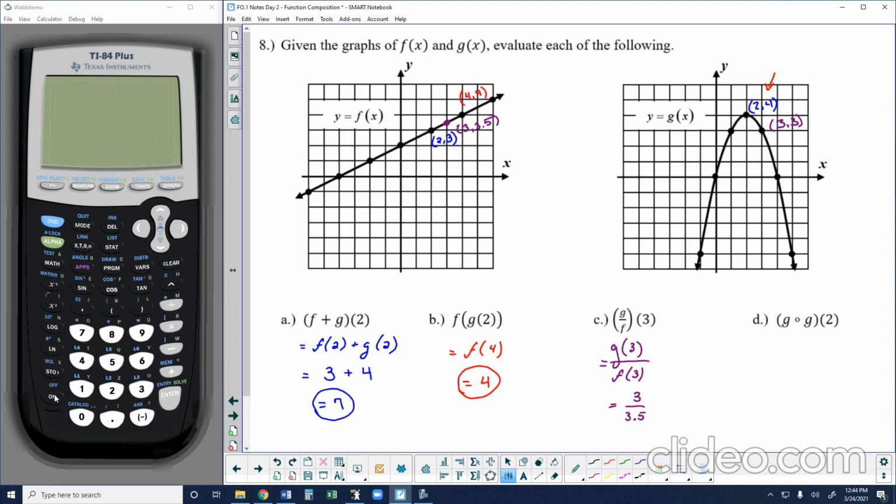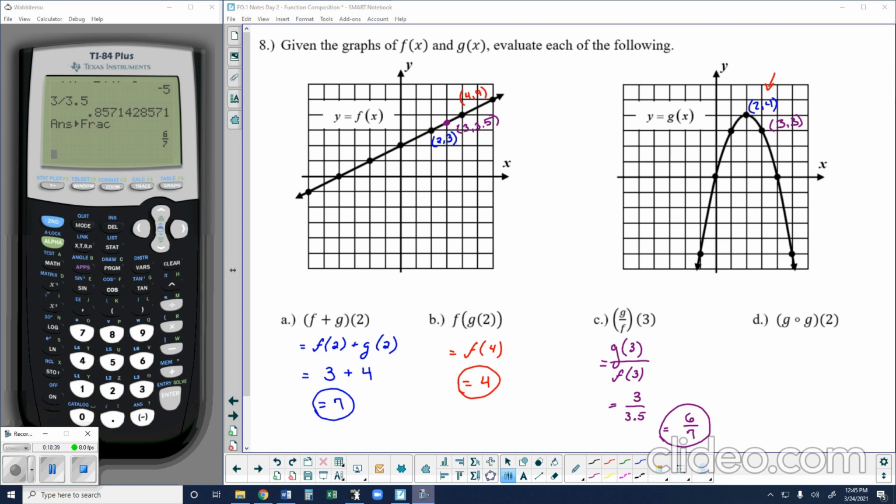Which you can simplify. And we can do this in the calculator if we need to. 3 divided by 3.5 will give us a decimal, but we can hit math and then the fraction key. And it'll give us the most reduced fraction. This would be 6 over 7. So g divided by f of 3 is 6 over 7. At this point, go ahead and pause the video and see if you can complete 8D.